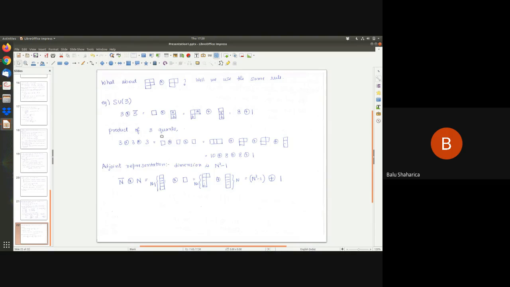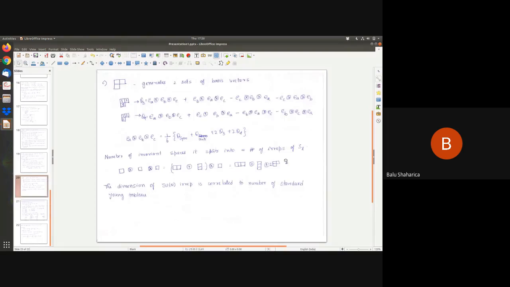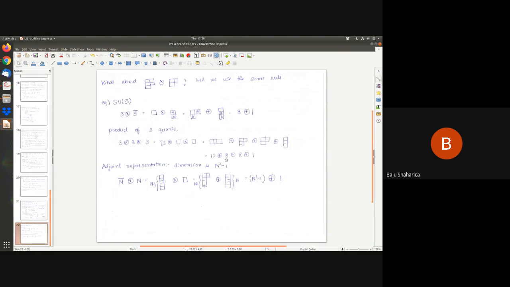Now we have three quarks. The direct product of those three quarks will give me... we have calculated this before over here, and calculating the dimension for each of these, I will get 10, 8, 8, and 1.